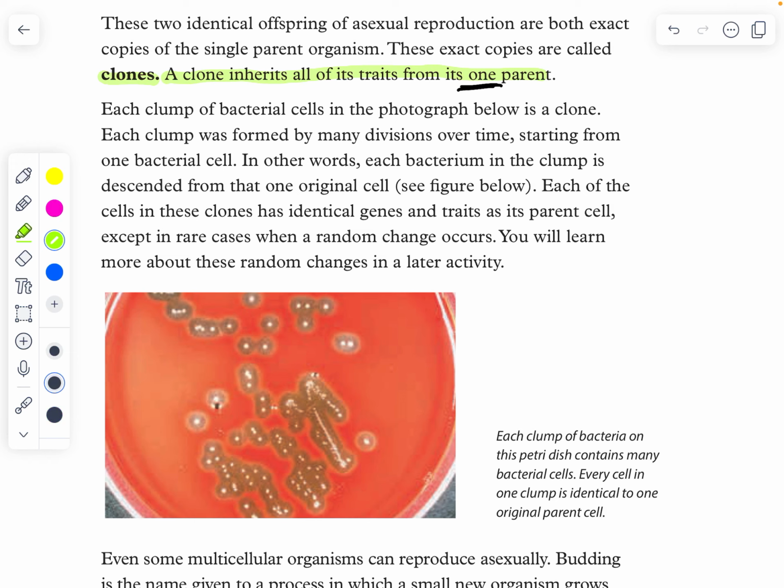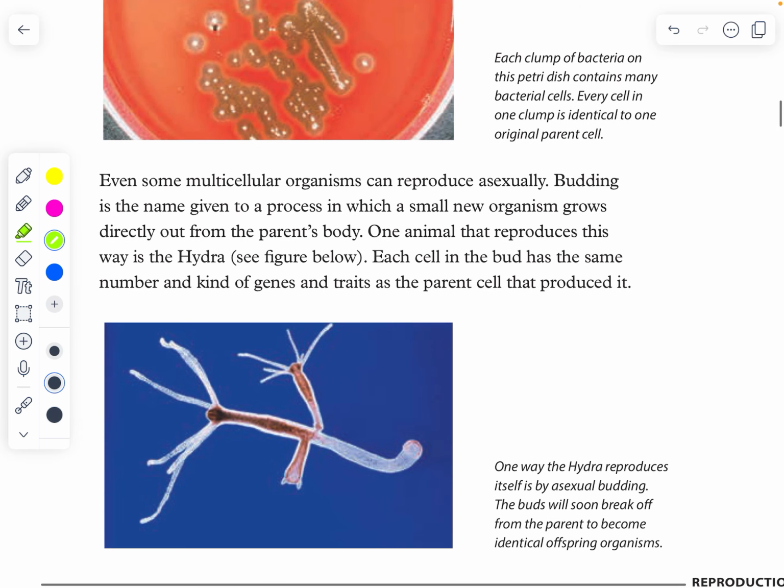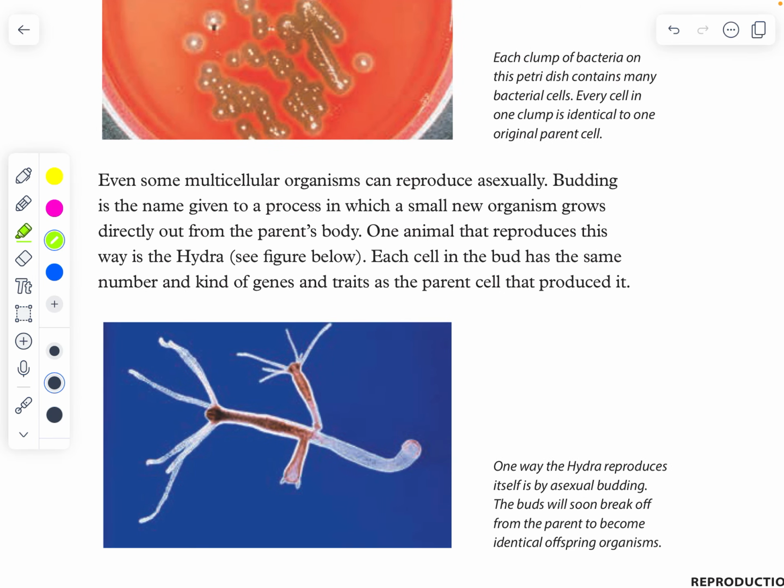Each of the cells in these clones has identical genes and traits as its parent cell, except in rare cases when a random change occurs. You will learn more about these random changes in a later activity. Now, that's a real picture of some bacteria growing in a petri dish. Even some multicellular organisms can reproduce asexually. I'm going to highlight that because some people forget. Some people think only unicellular organisms like bacteria or amoebas can reproduce asexually. But some bigger things can too.